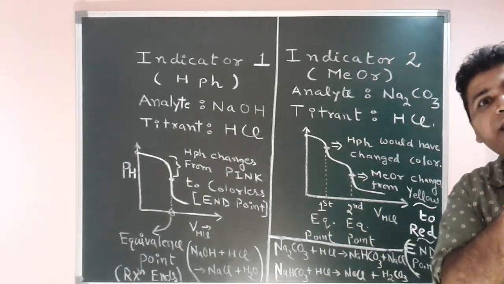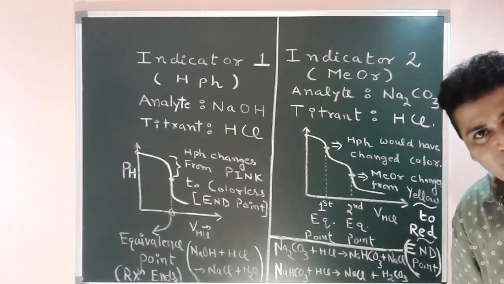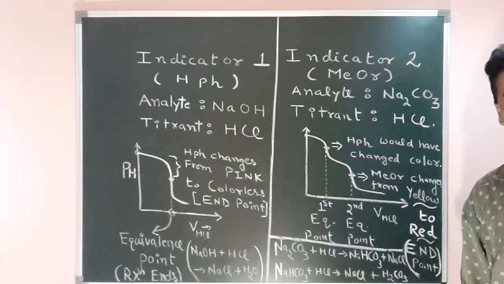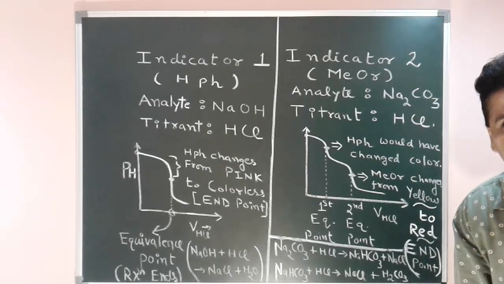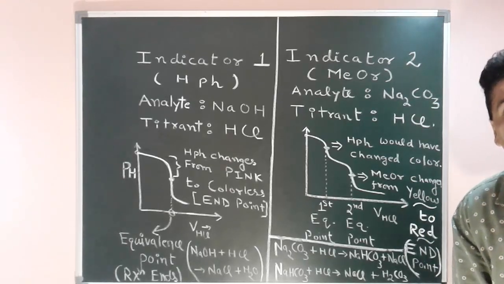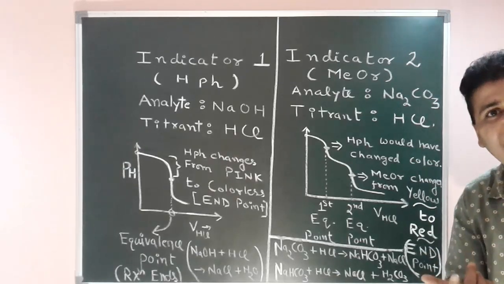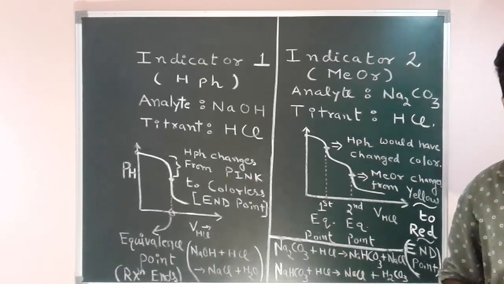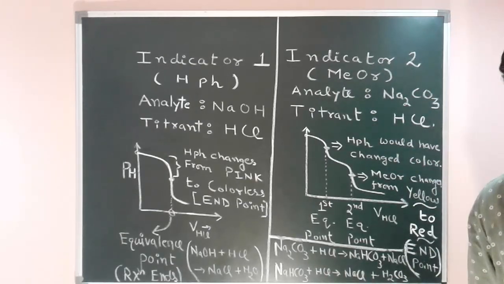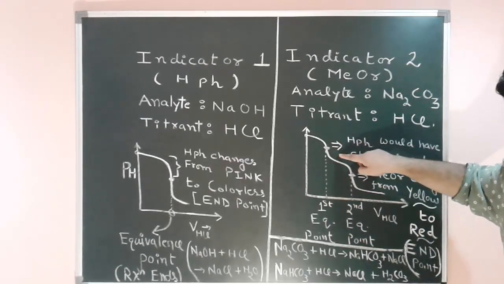So the reaction of Na2CO3 with HCl is basically a combination of two reactions. Na2CO3 converting into NaHCO3 in the first step, that is the first equivalence point, and in the second stage, the NaHCO3 which is formed in the first reaction reacts with the HCl. Then only we can say the complete Na2CO3 has been exhausted.